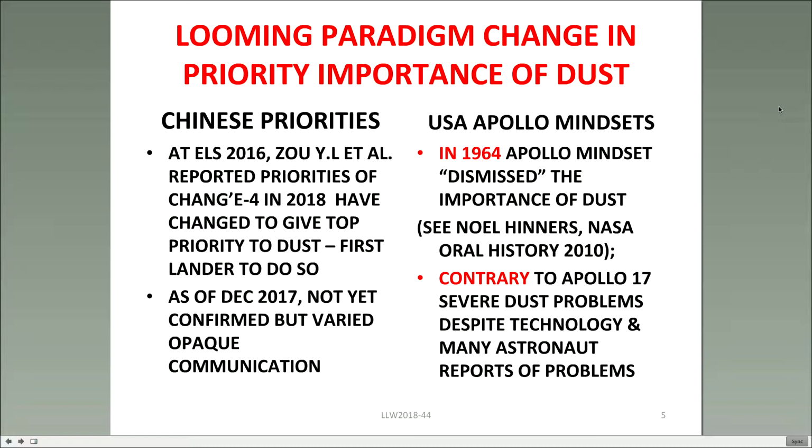USA Apollo mine sets were established in 1964 with the Ranger 7 first photos showing a rock calmly sitting on the surface of the moon. And I strongly recommend you Google Noel Innes, the distinguished NASA headquarters and agency person, to get you a lively account of the dismissal of dust at that time.